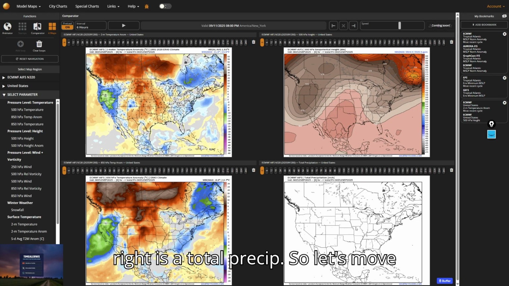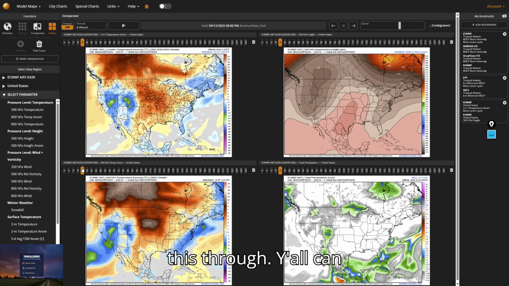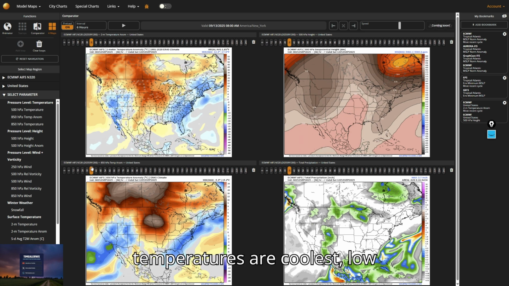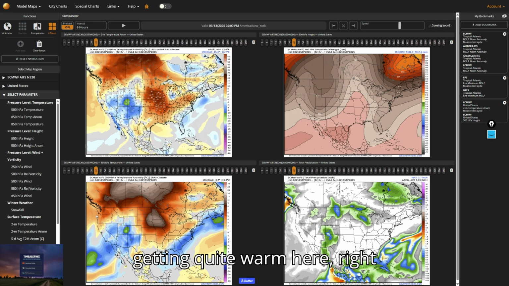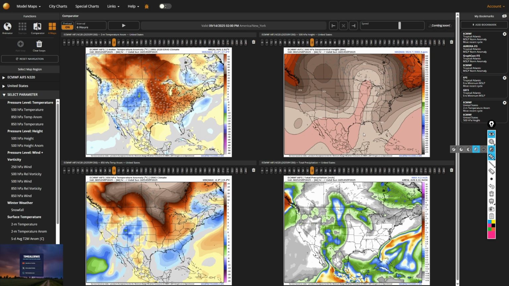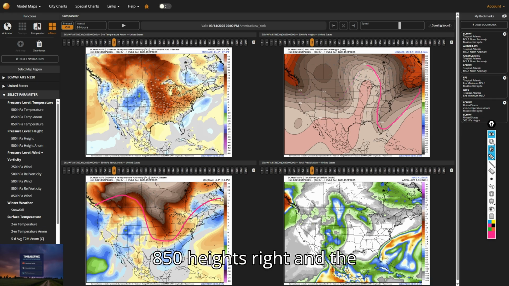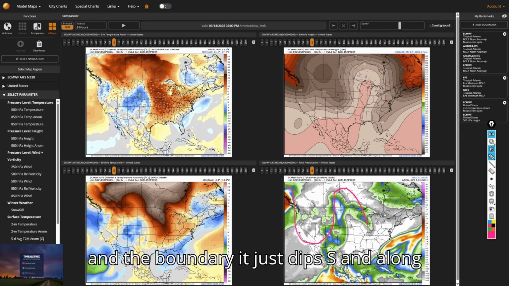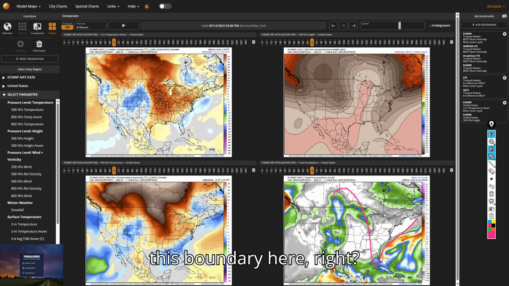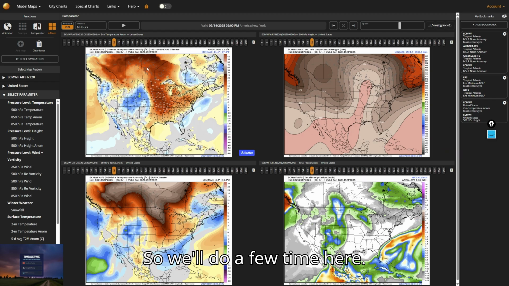To the right is a total precip. So let's move this through. Y'all can see on the top left where the temperatures are coolest, below normal. The central part of the country getting quite warm here, right? With a low off here and high pressure and low here. You can see the 850 heights, right? And the most precip is along this boundary here. And the boundary, it just dips south and along this boundary here, right?